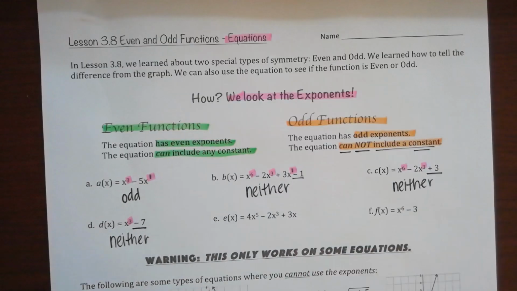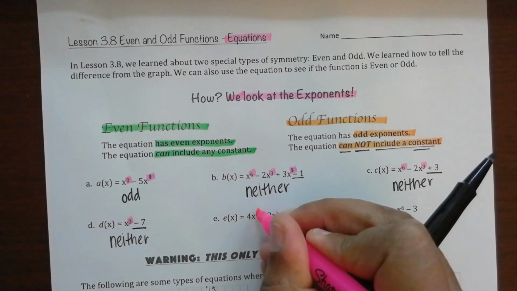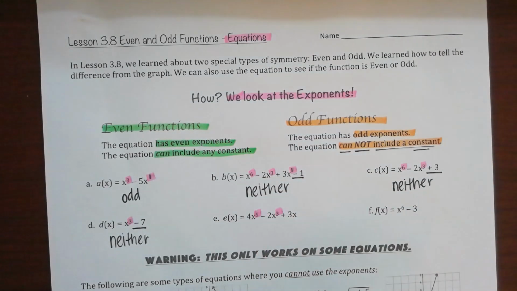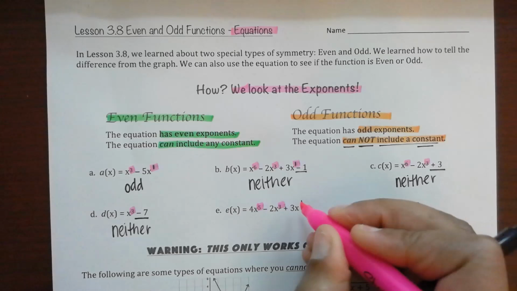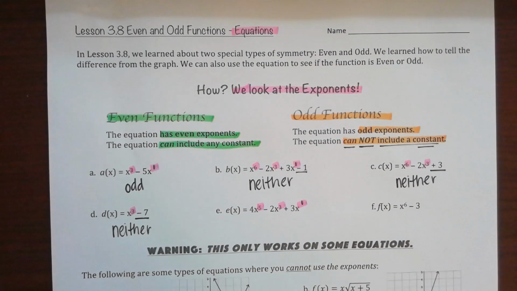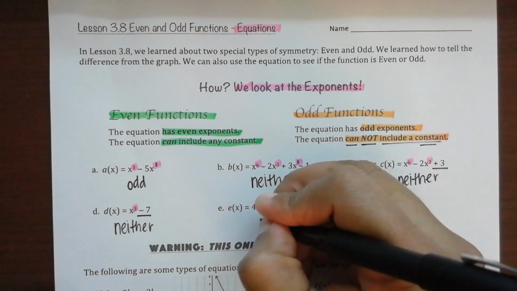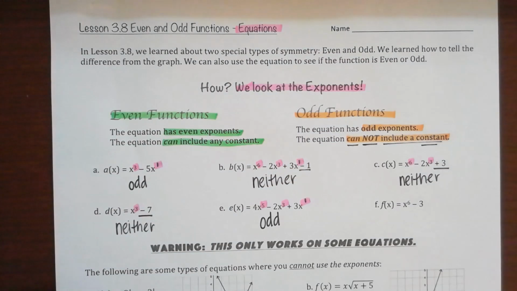Looking at E. E of x equals 4x to the 5th minus 2x cubed plus 3x. What are my exponents? 5, 3, and 1. How do you describe all of these numbers, exponents? So what is this function? Great job. Any questions there?